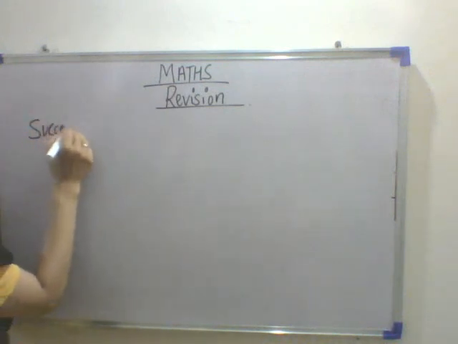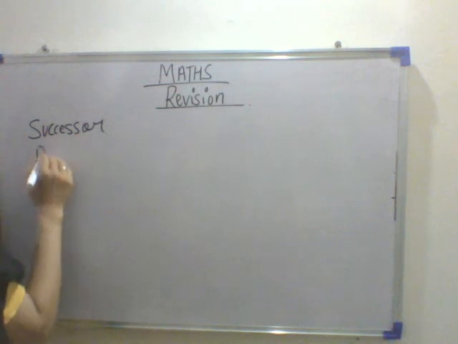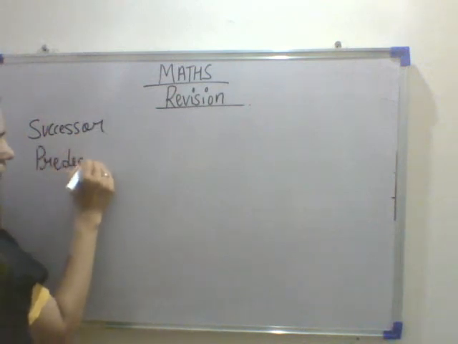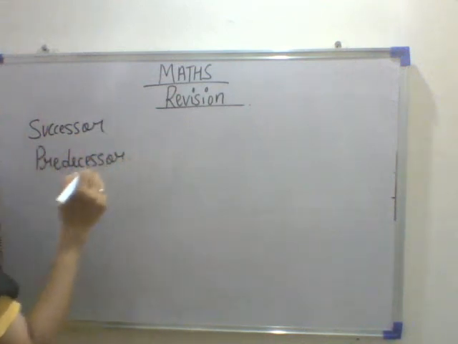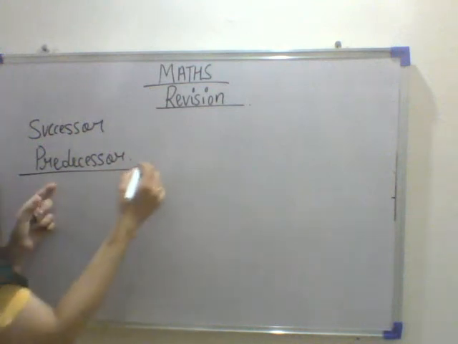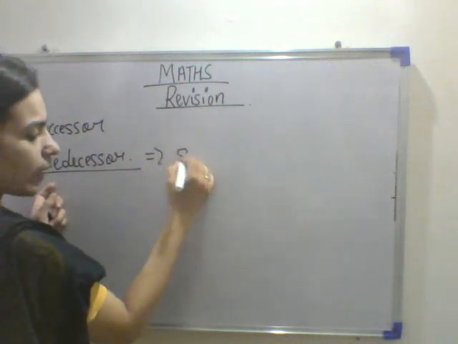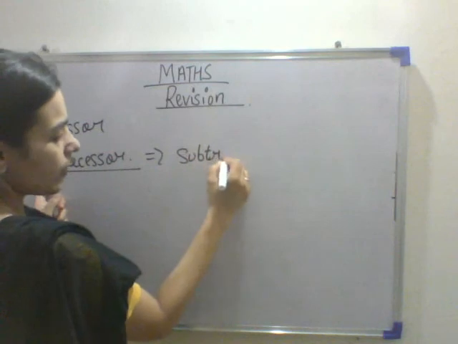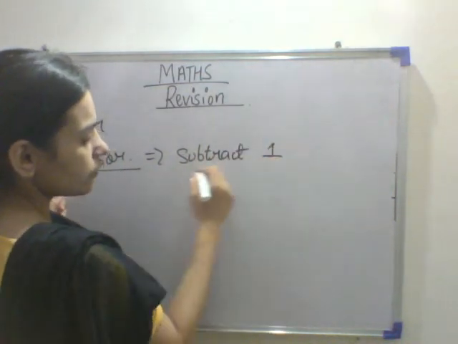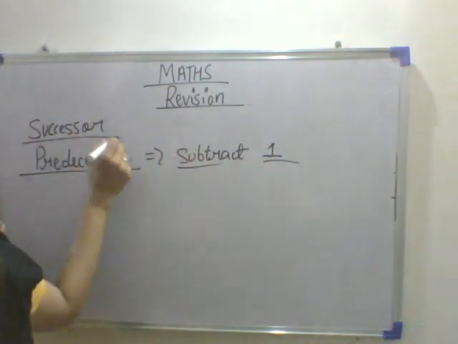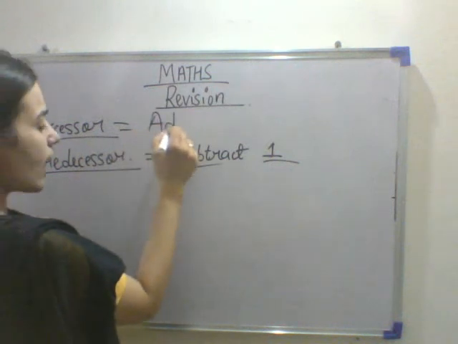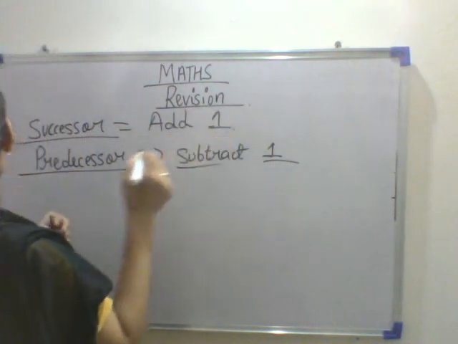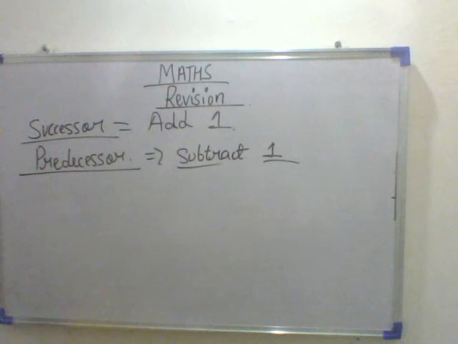Successor and predecessor. This is also clear for you. What is the successor and predecessor? Predecessor means you have to subtract 1 from the given number, and successor means you have to add 1 to the given number.